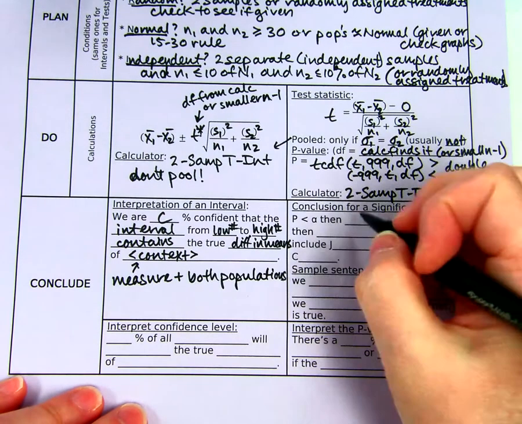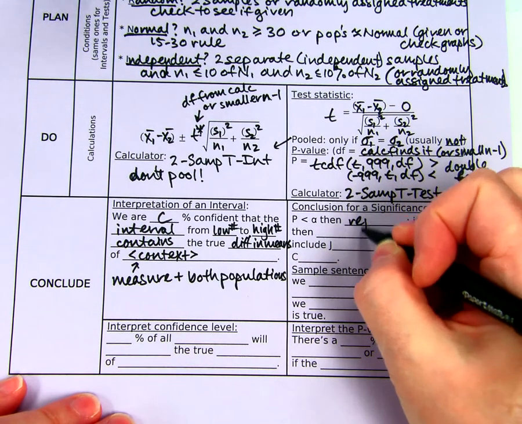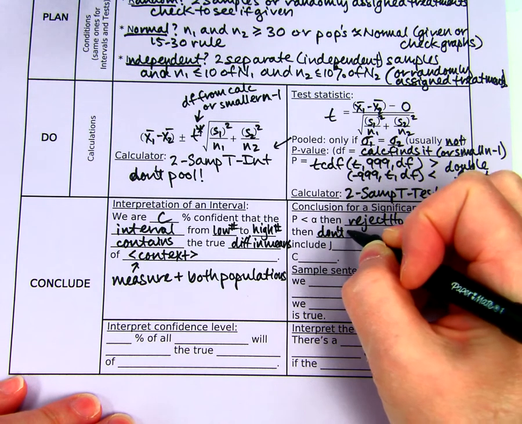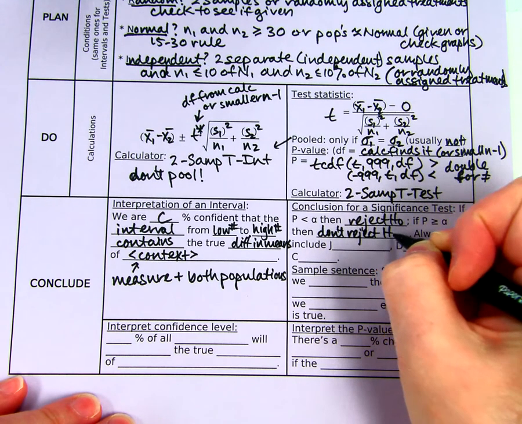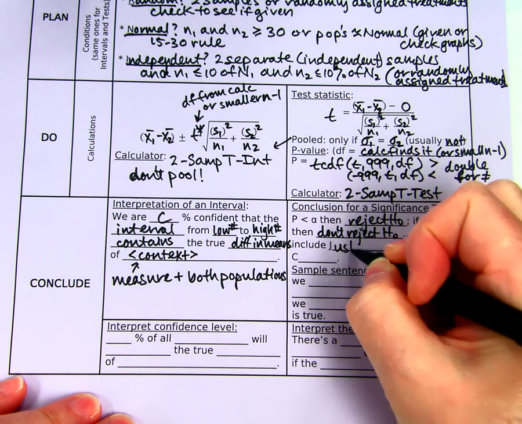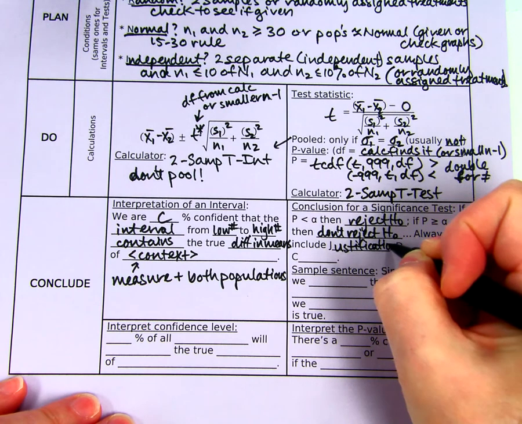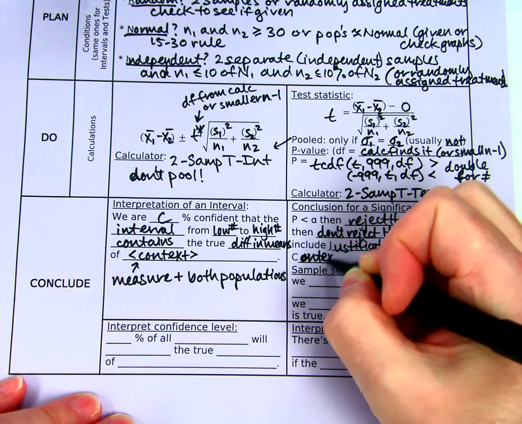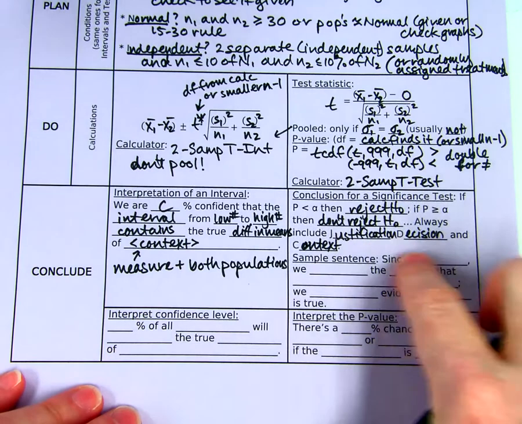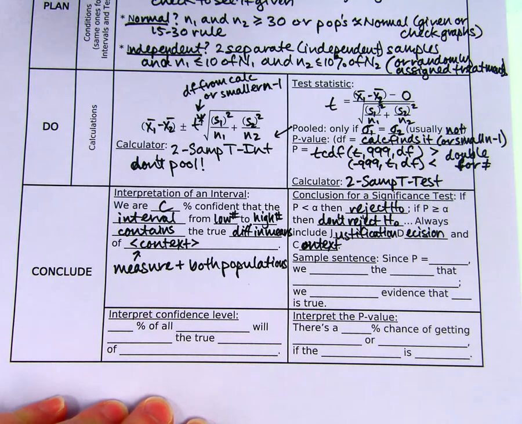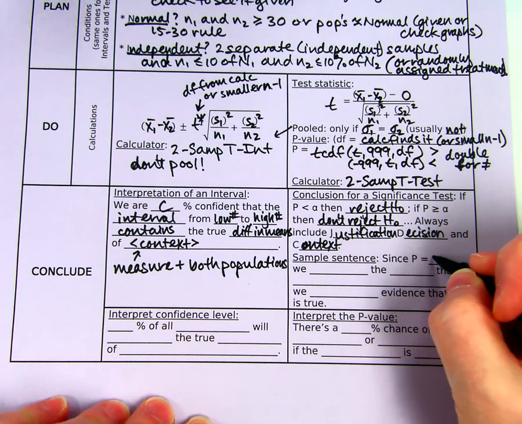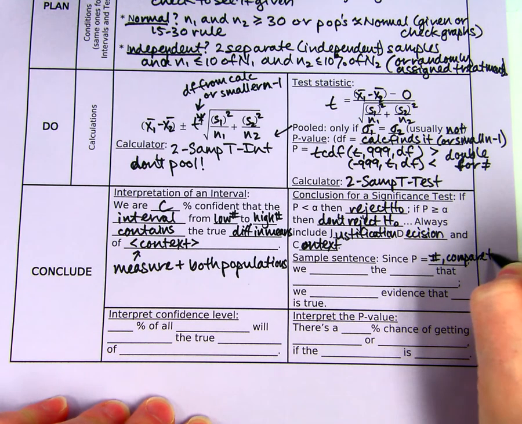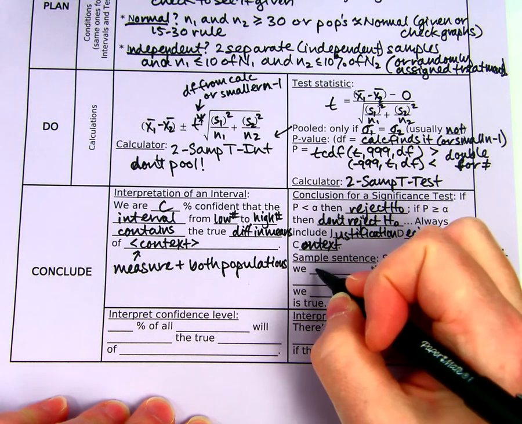And then over here, if P is small, we're going to reject the null. If P is large, we're going to not reject the null. Don't say accept, just say do not reject, or some people say fail to reject. You always include your justification, decision, and context. And if you're following my sample sentences that I have here, you will always get those three things anyway, but those are the things they checked for on the AP test. So justification is since P equals, put the number, compare it to alpha. That's your justification. We reject or don't.